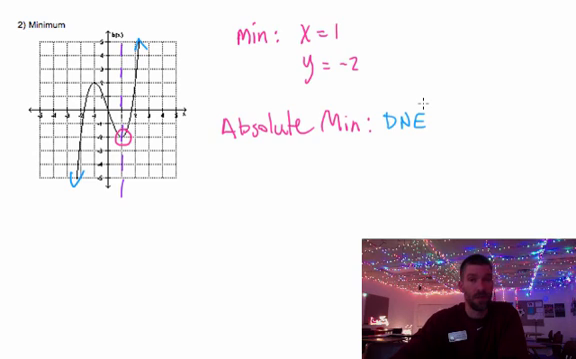But same thing for an absolute max. On this particular graph, it does not exist.